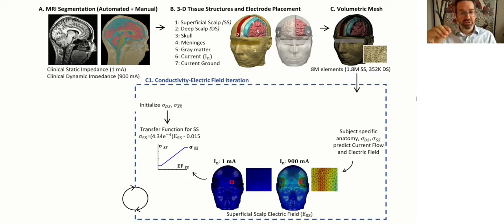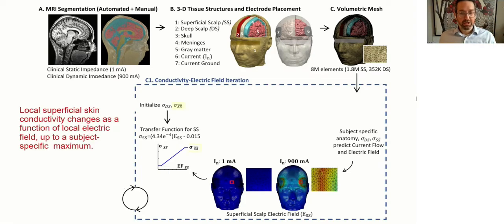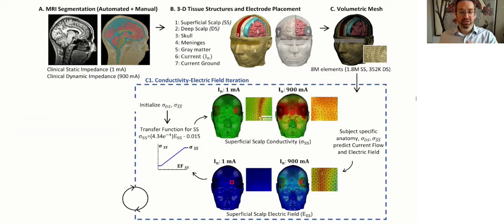That is what's illustrated here by the initialization. This maximum superficial skin conductivity is an assumption. We assign it to that individual, and we also assign a deep skin conductivity that is specific. So now we generate what you see here. This is a plot of skin conductivity, and you can see that skin conductivity is not uniform. In the 1 milliamp case, it's increased around the perimeter of the electrode. In the 900 milliamp case, skin conductivity has broadly increased across the forehead. So the current has increased the skin conductivity.